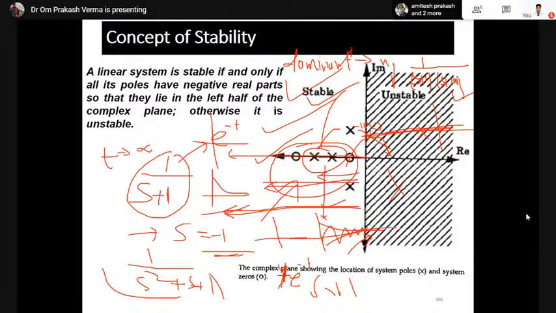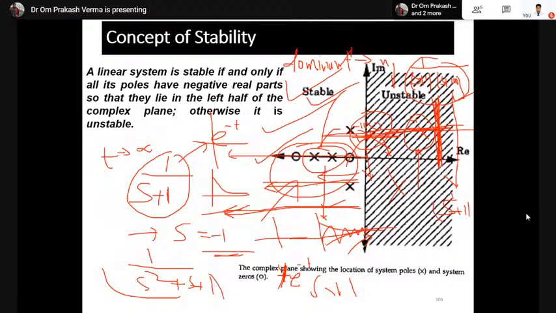Okay, so which one is more dominant? The pole at minus 100 is not affecting the stability because it is very, very far away from the origin. So it will not affect the stability highly. What is the effective pole? The effective pole is 1 upon s plus 1 only. So this second order system may be approximated to 1 upon s plus 1. Okay, so this is the concept of the dominant pole.